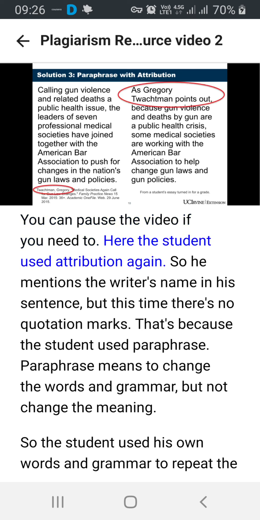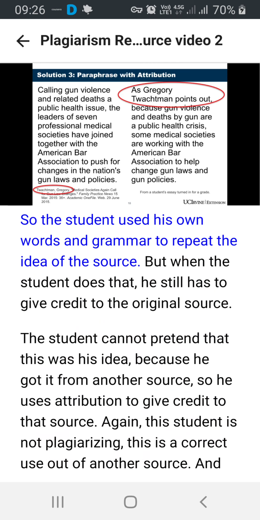Here the student used attribution again. So he mentions the writer's name in his sentence. But this time there's no quotation marks. That's because the student used paraphrase. Paraphrase means to change the words and grammar, but not change the meaning. So the student used his own words and grammar to repeat the idea of the source.